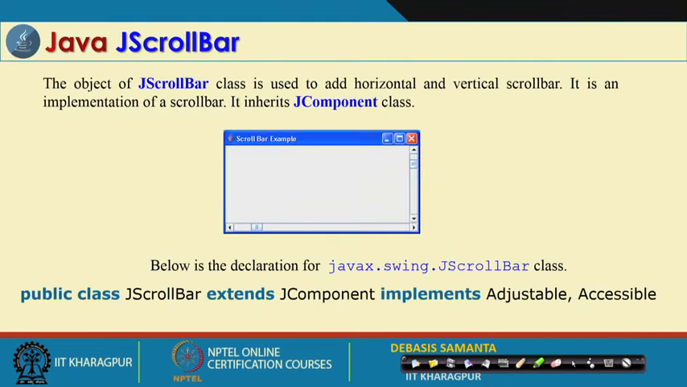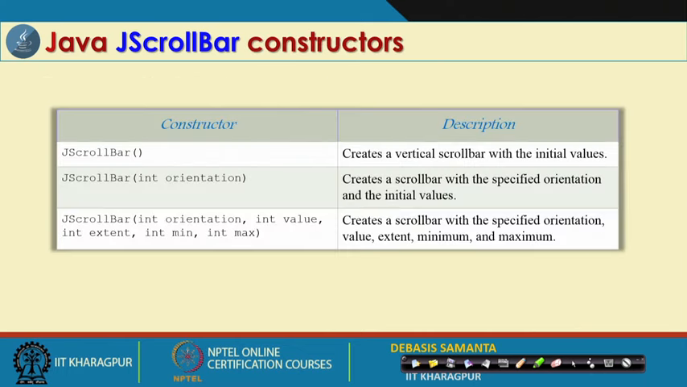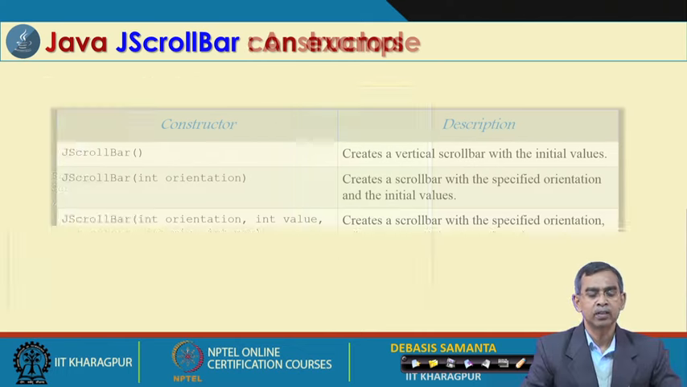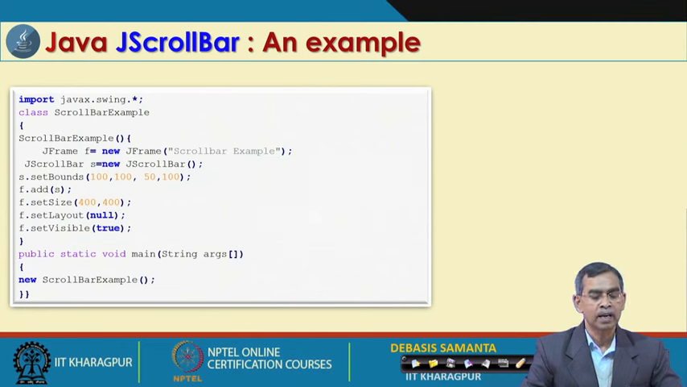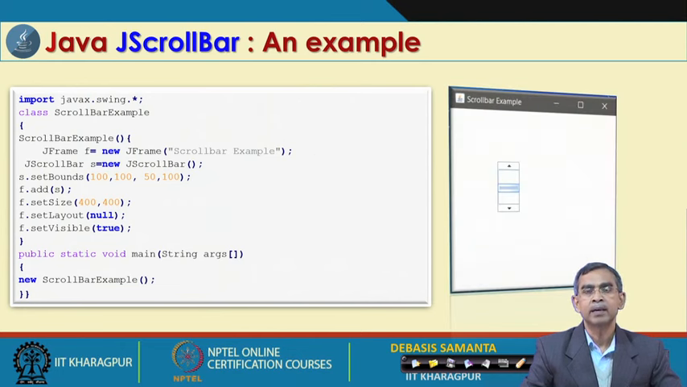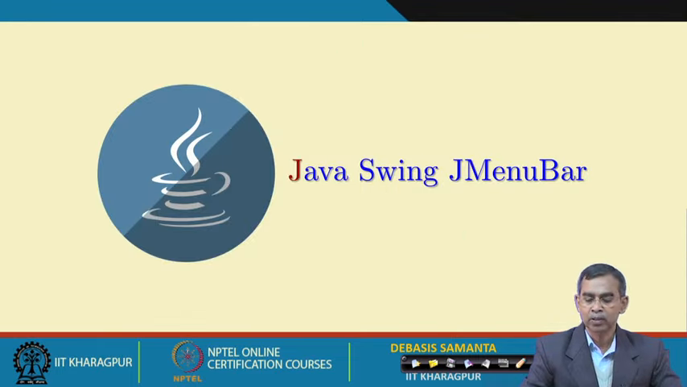And then JScrollBar is similar to the scroll bar that is there. It is basically the same thing; horizontal and vertical scroll bars can be created. There are 3 constructors to create a scroll bar, and here is a simple example by which one scroll bar can be created. It is a vertical scroll bar that we have created. Likewise, a horizontal scroll bar, with more animation and everything, can also be done.